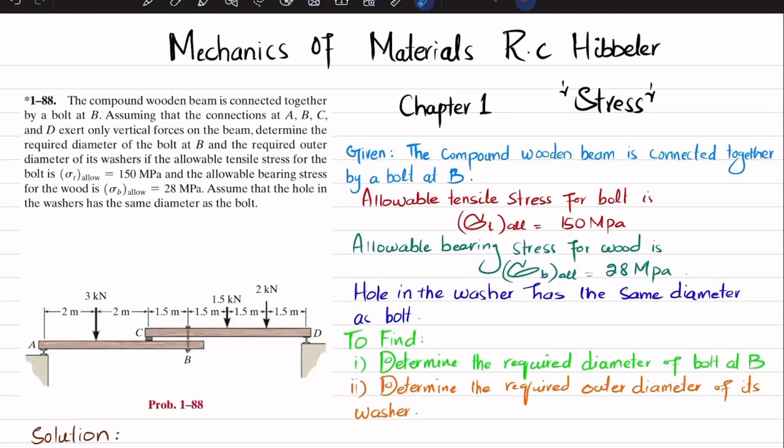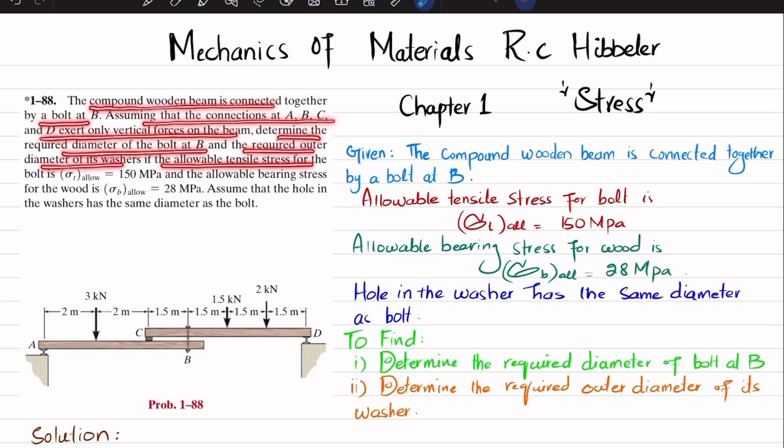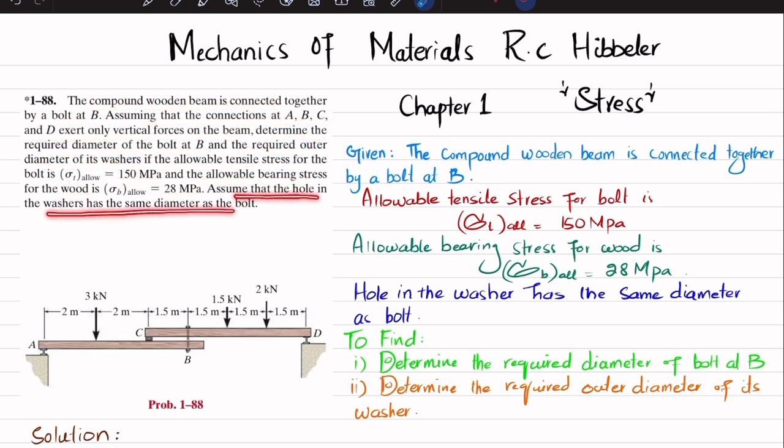Welcome back. In this video, we are going to solve problem 1-88 that is taken from chapter number 1, stress, and the book name is Mechanics of Materials by R.C. Hibbeler. The statement is: the compound wooden beam is connected together by a bolt at B. Assuming that connections A, B, C, and D exert only vertical forces on the beam, determine the required diameter of the bolt at B and the required outer diameter of its washer, if the allowable tensile stress for the bolt is 150 megapascal and the allowable bearing stress for the wood is 28 megapascal. Assume the hole in the washer has the same diameter as the bolt.